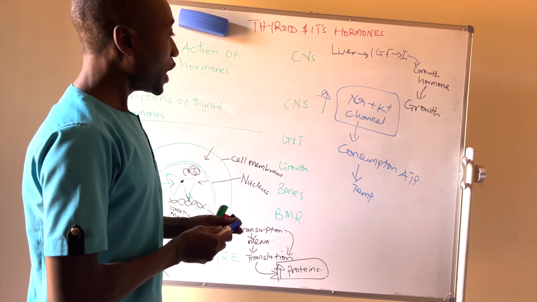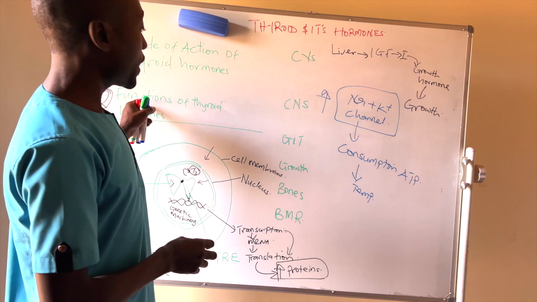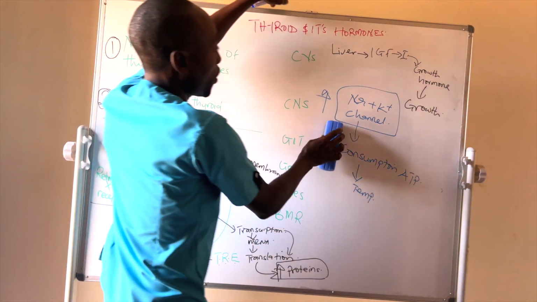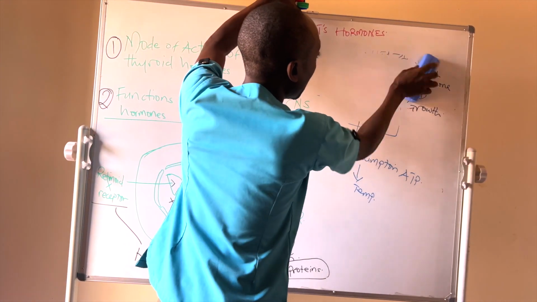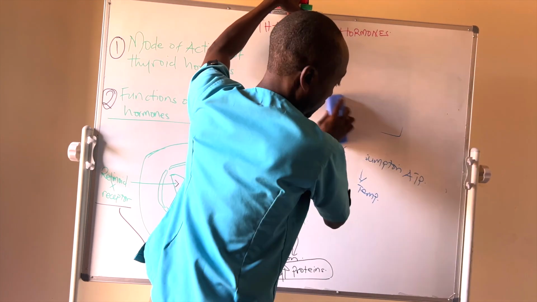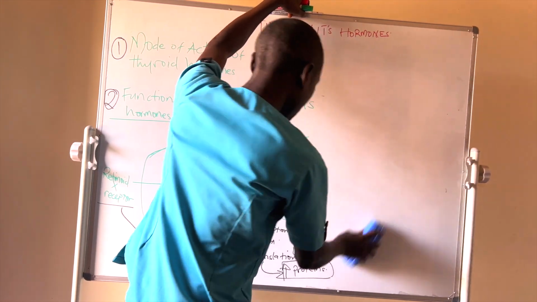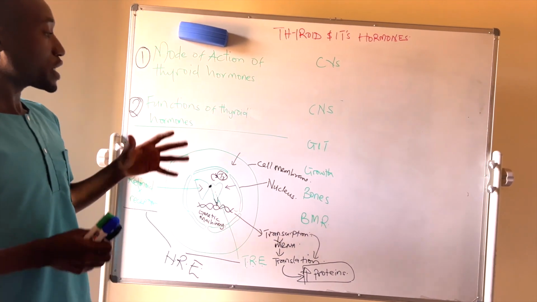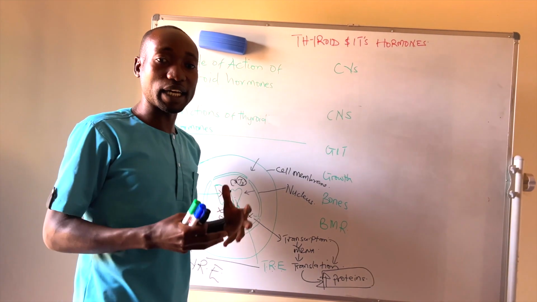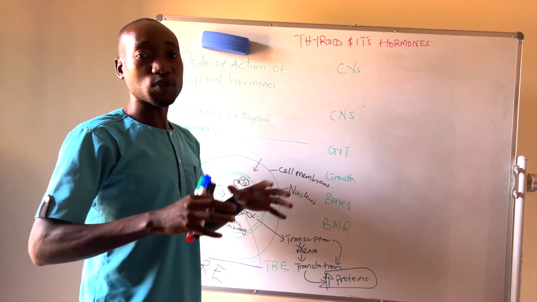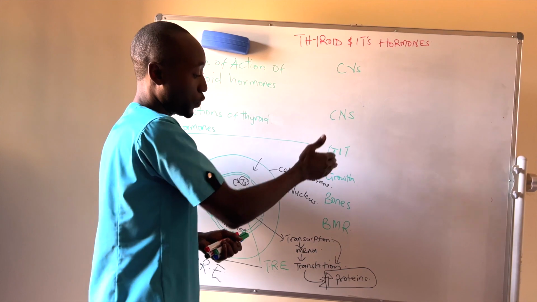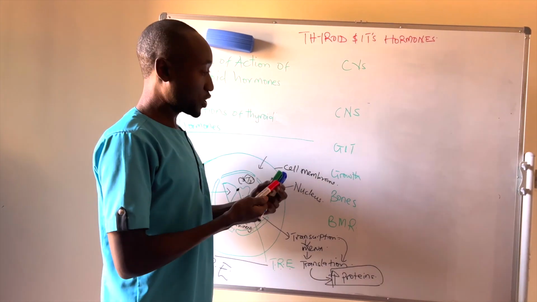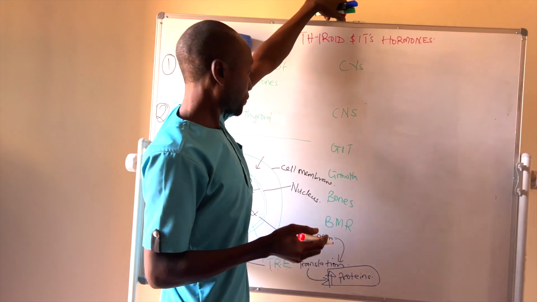So let's look at the different actions, the effects or the functions of the thyroid hormones in the different parts and different organs of the body. As I've already said, they do not have a very specific target organ, but they have receptors all over the body, and therefore we are going to review their effects on different systems.